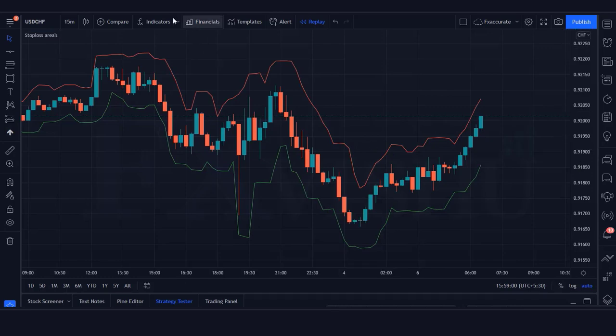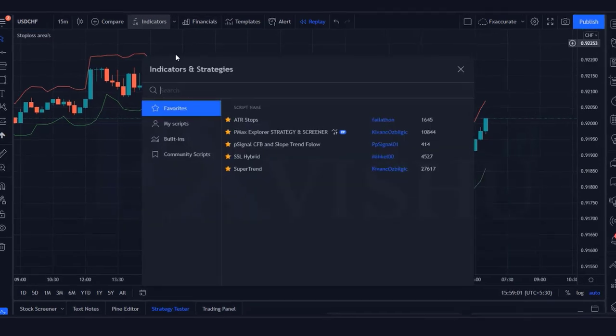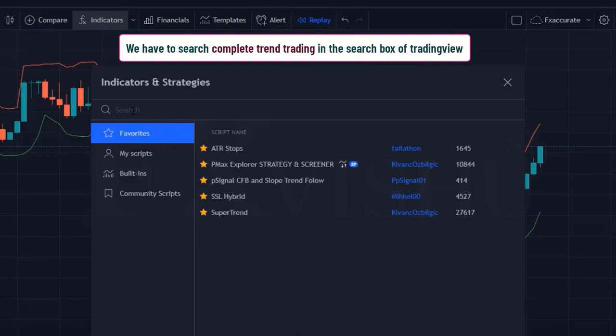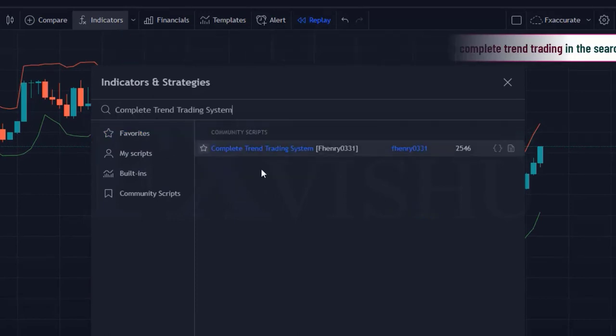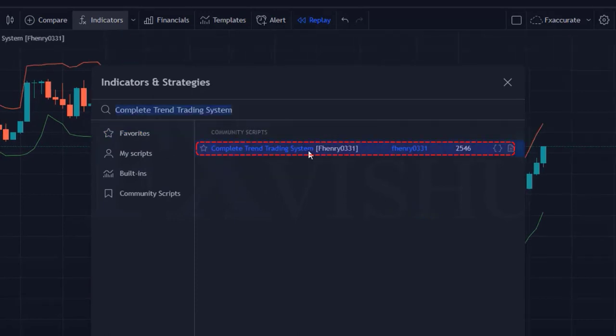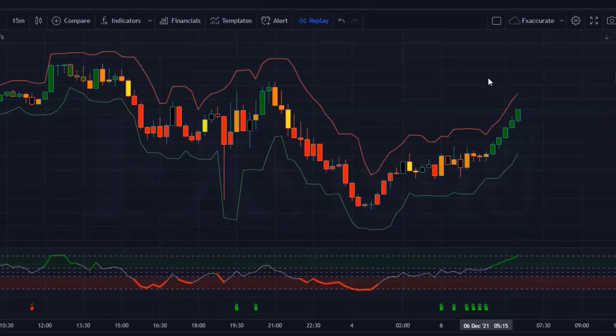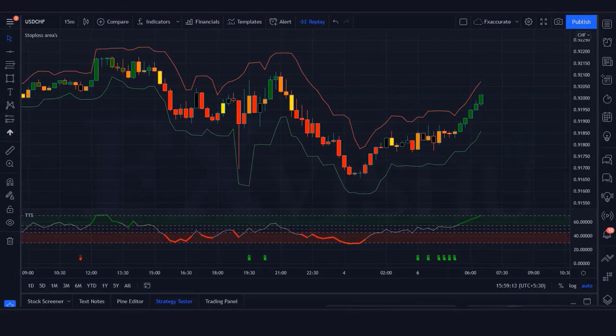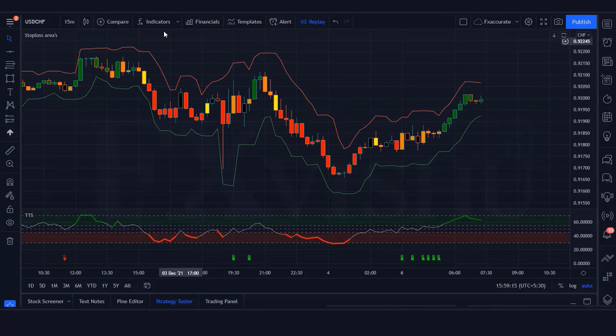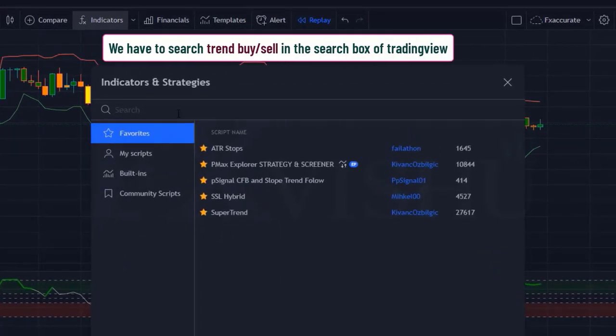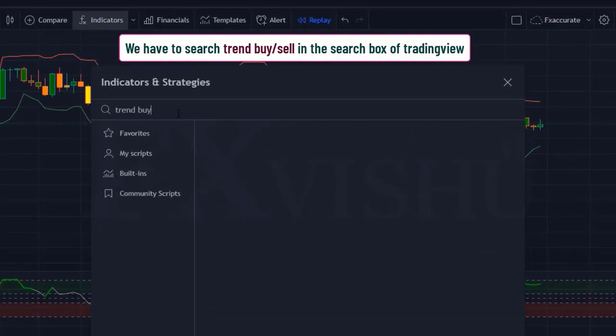After that we have to apply another indicator on the chart. We will search complete trend trading in the search box of Tradingview. After that we have to click on the complete trend trading system option. After that we have to apply another indicator on the chart. We will search trend buy sell in the search box of Tradingview.